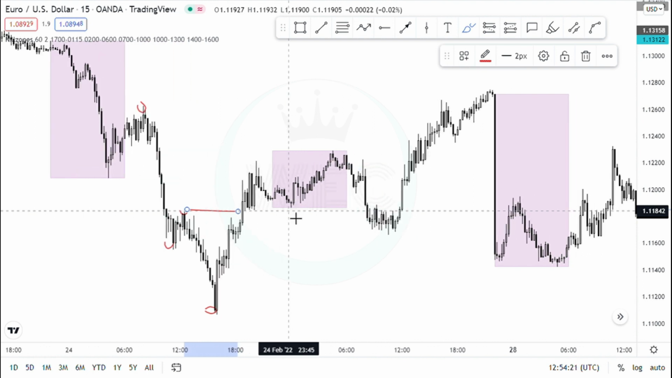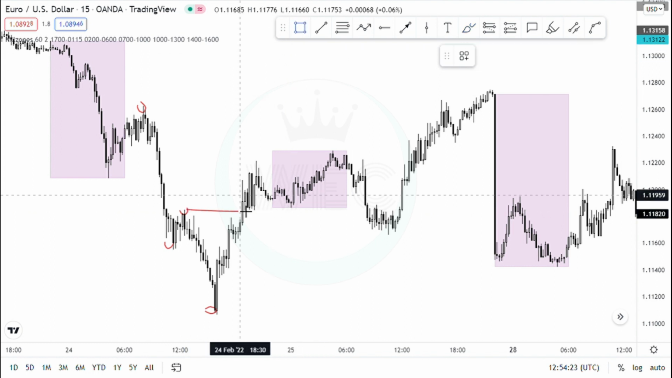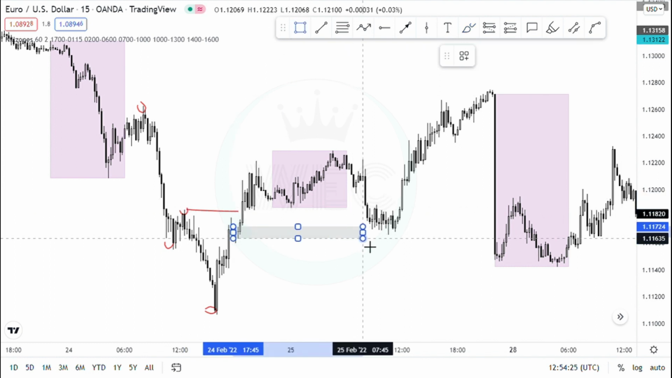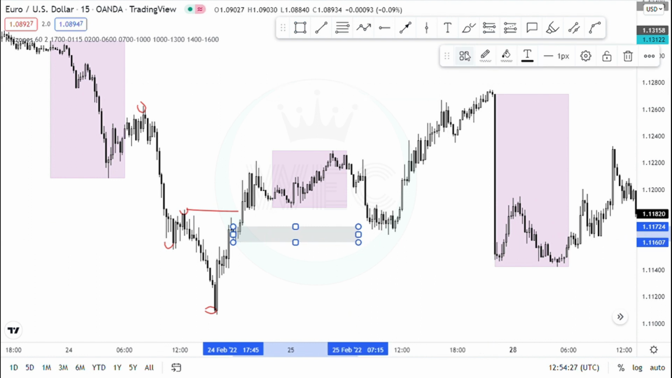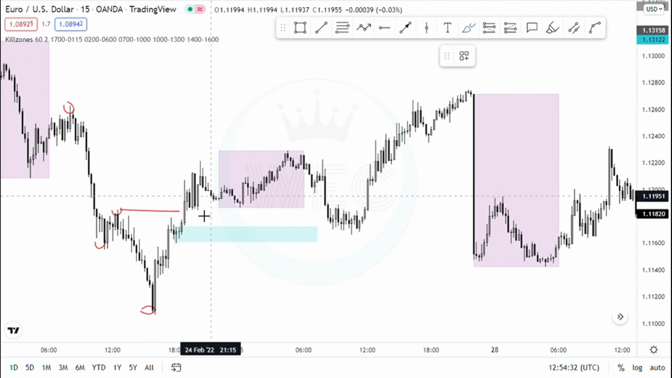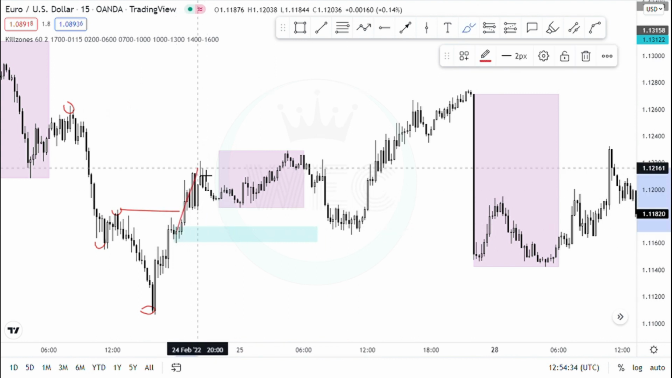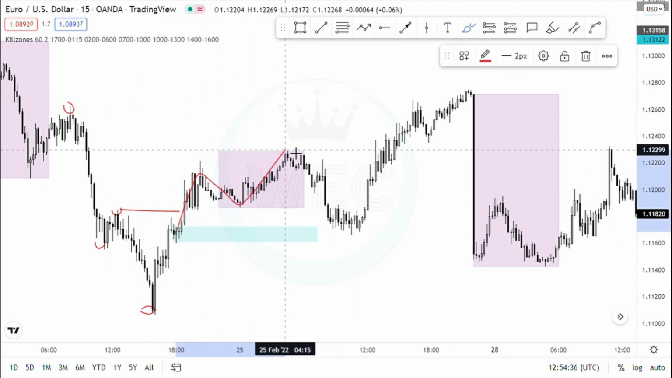So I know price was bullish, and so I was looking for price to return to a level of demand in here. So what did we see? We realized that after price making that push, we had another push to the upside.